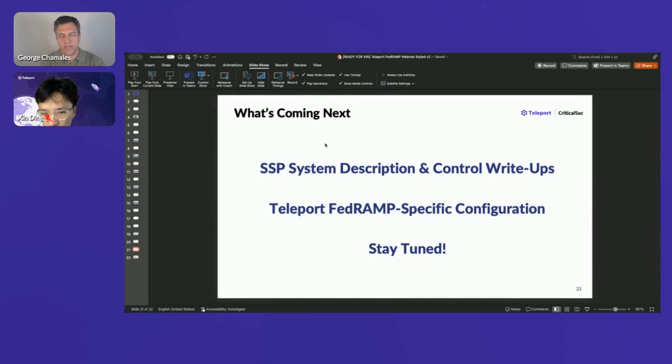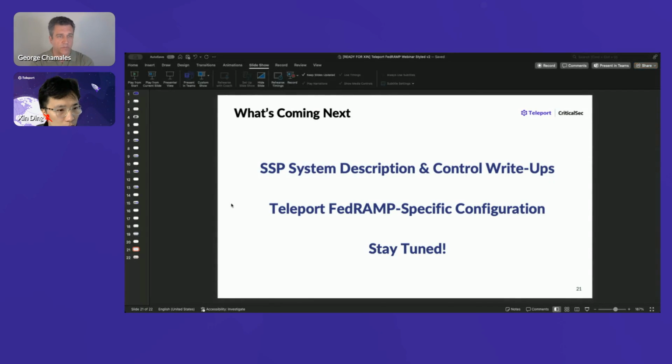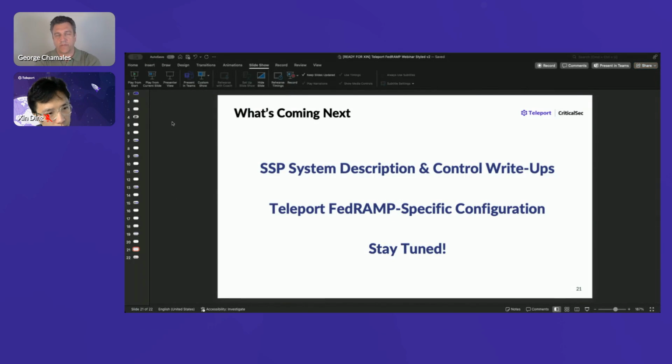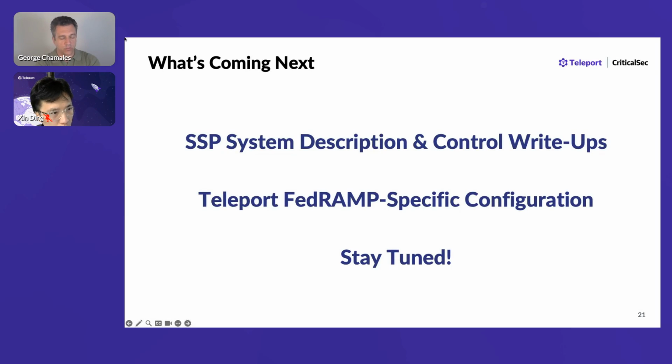So going through and writing up what a system description describing what Teleport is and how it works would look like, for places where there are specific control write-ups, like the 20 or so that we had listed earlier. What would the language look like for explaining this is how Teleport works, this is how it's operated? Then just to give folks who are looking at Teleport for FedRAMP, or who are deep in the FedRAMP process and know what an SSP is and what the control write-ups look like, just make it that much easier for folks to slot that in.